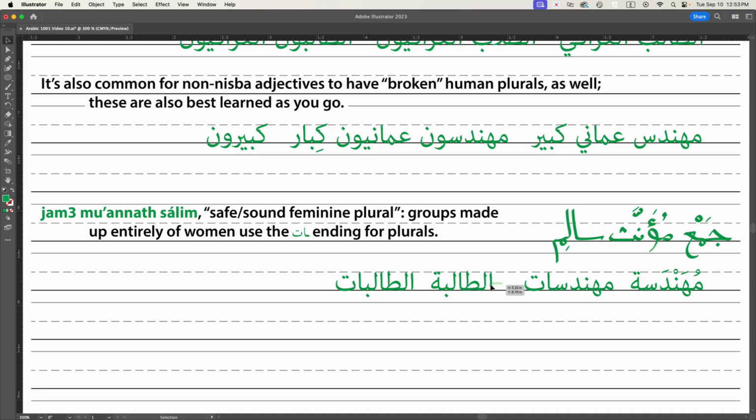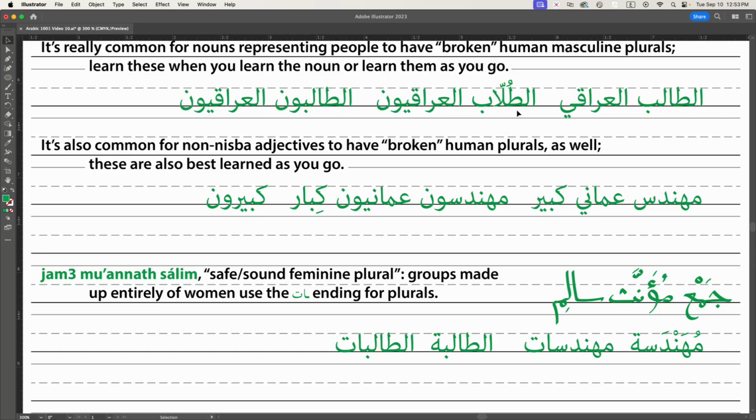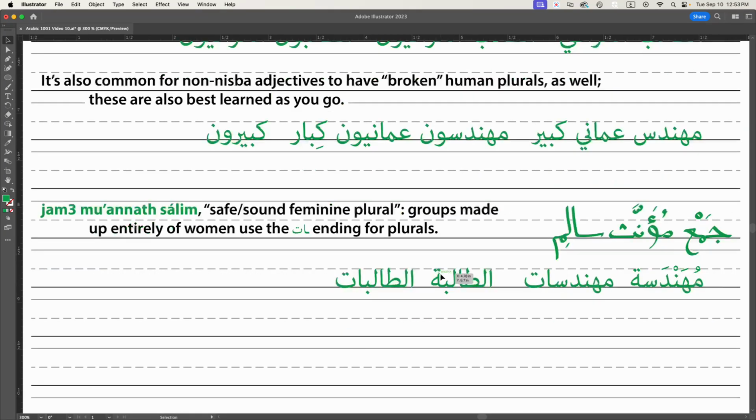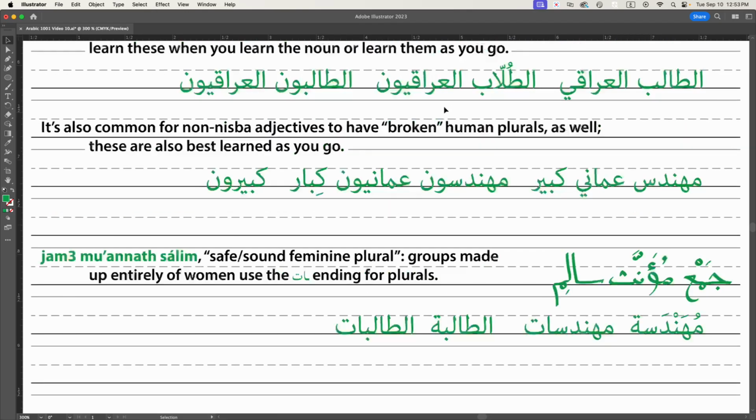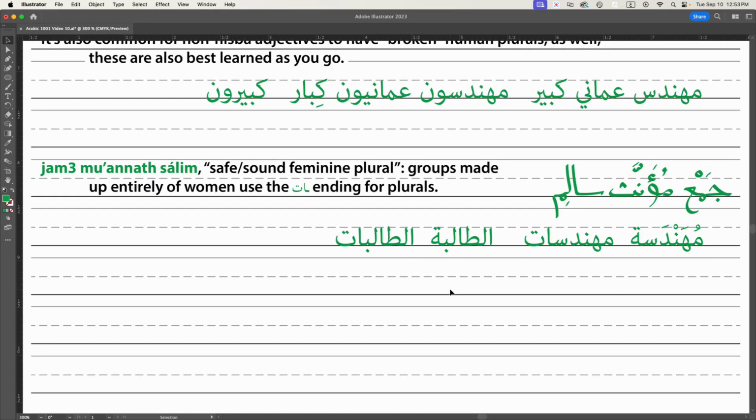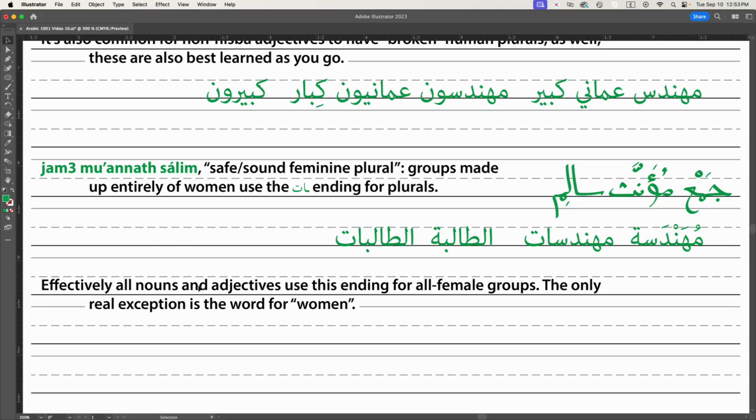So at-taliba, female student, becomes talibat, group made up entirely of female students. If there's even one man in the group, you have to call them at-talab. And that's just the way the language rolls. I don't have an editorial comment here, but that's how it works. These kinds of groups made up entirely of women, or entirely of men, for example, tend to be a lot more common in Arabic cultures than they are in ours. So we could say, for example, at-talibat al-masriyat, the Egyptian students, who are all women. Effectively, all nouns and adjectives use this ending for all female groups.